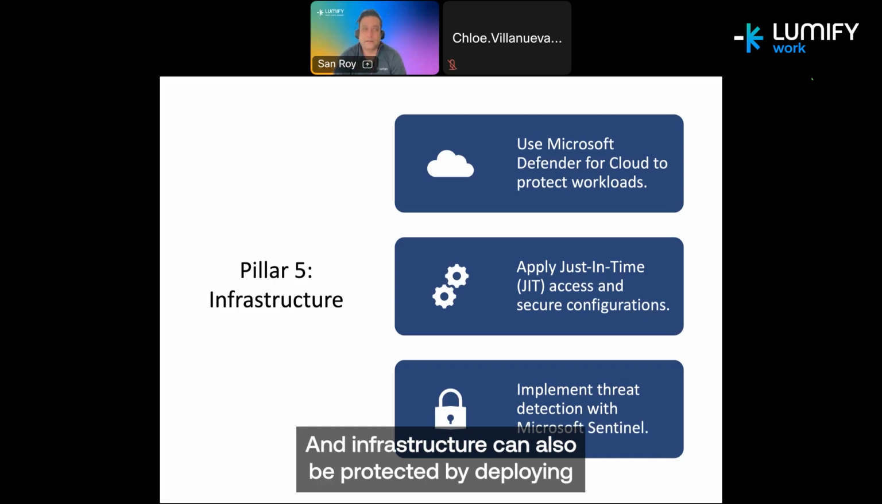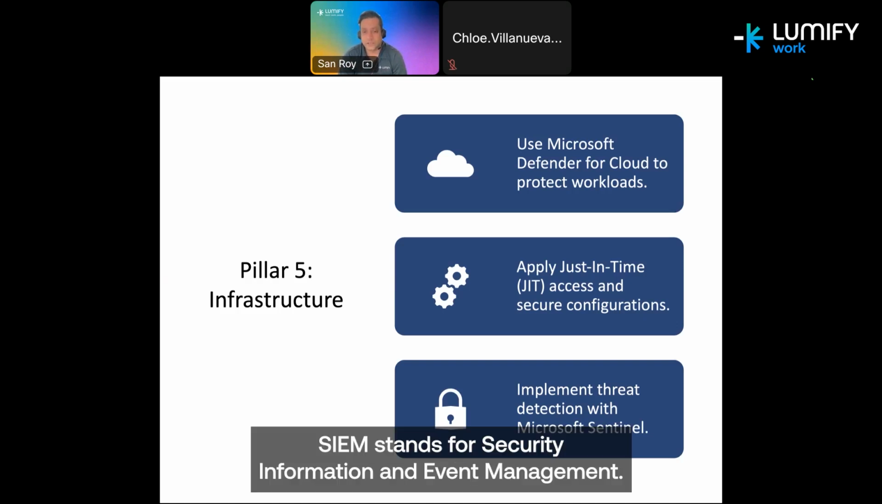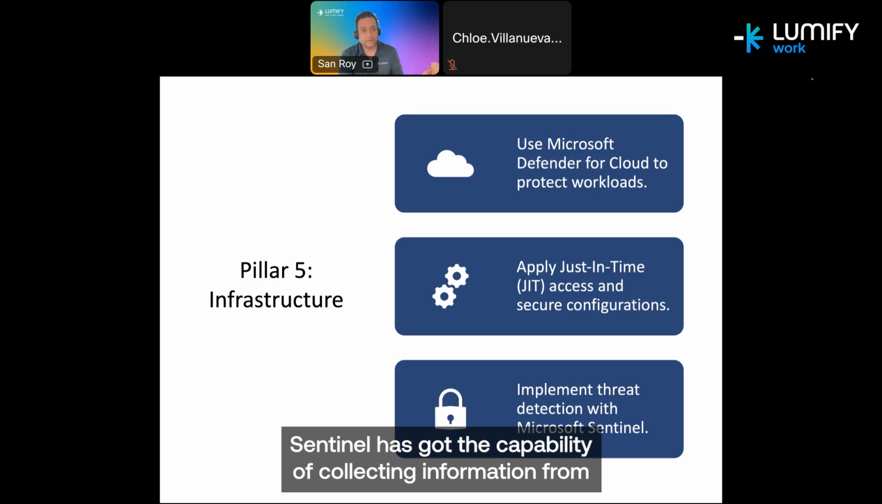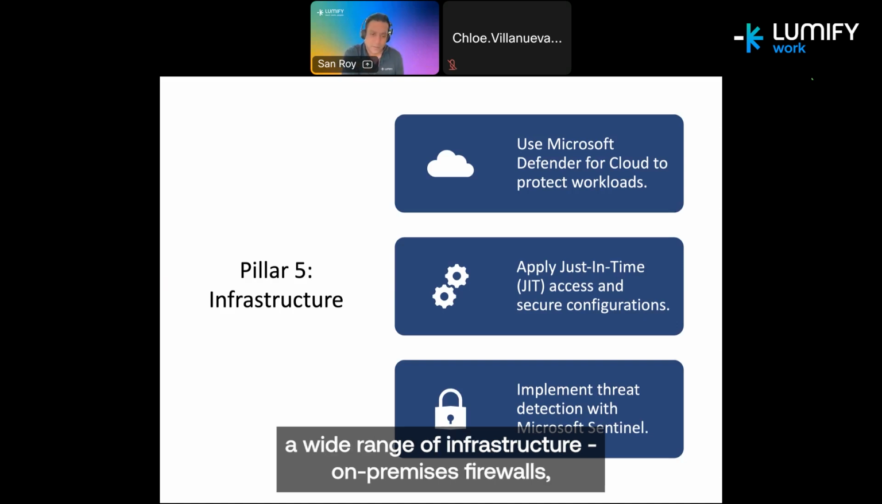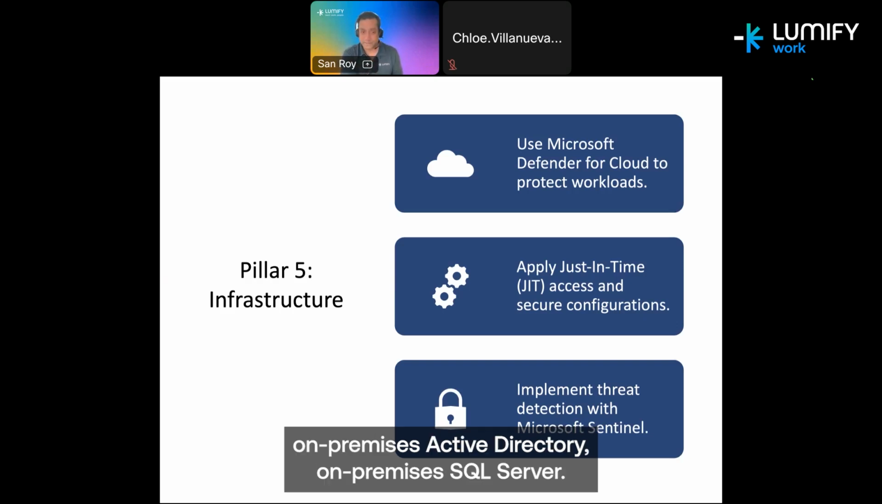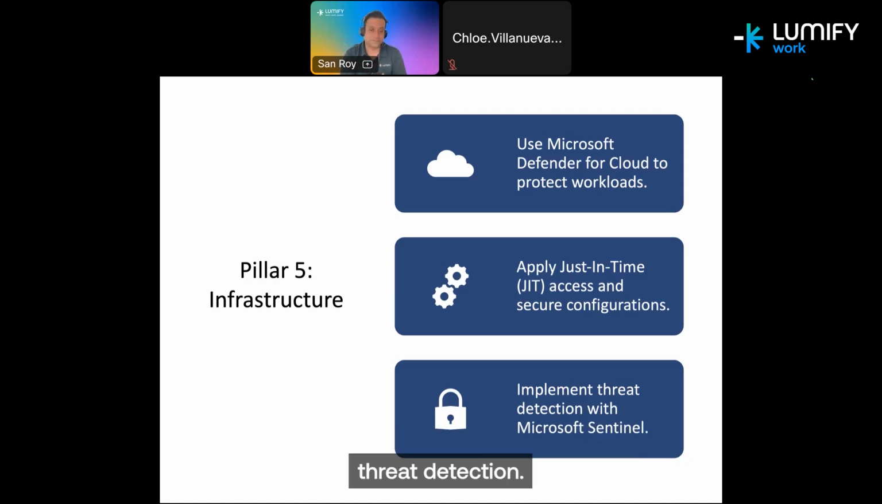Okay. And infrastructure can also be protected by deploying something known as Sentinel. Sentinel is Microsoft's version of SIEM or SOAR. SIEM stands for Security Information and Event Management. SOAR stands for Security Orchestration, Automation, and Response. Sentinel has got the capability of collecting information from a wide range of infrastructure, on-premises firewall, on-premises server. It can ingest security logs from Entra ID, on-premises Active Directory, on-premises SQL Server. It can ingest the security logs from Defender for Endpoint, Defender for Apps, and it gives us a one-stop dashboard for threat detection.